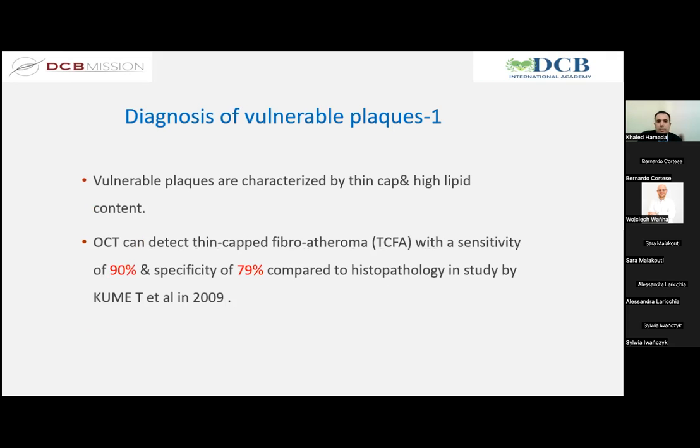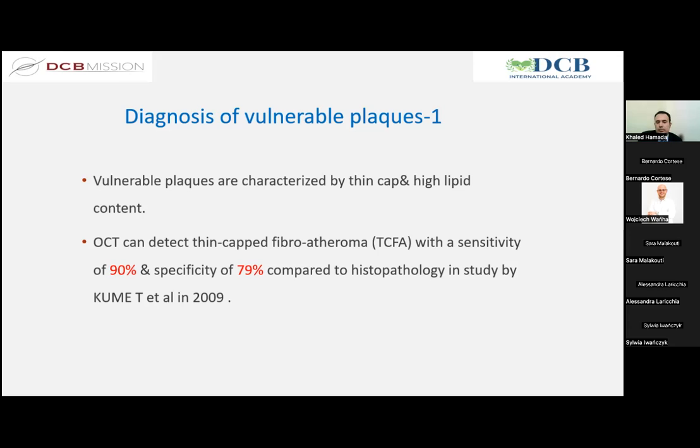First, diagnosis of vulnerable plaques. Vulnerable plaques are characterized by thin cap and high lipid content. OCT was compared to histopathology in a study by Kume et al. in 2009. The OCT can detect thin cap.